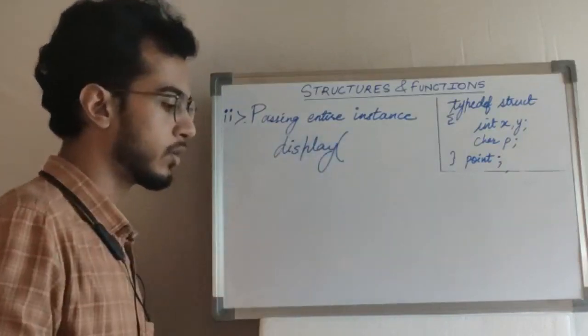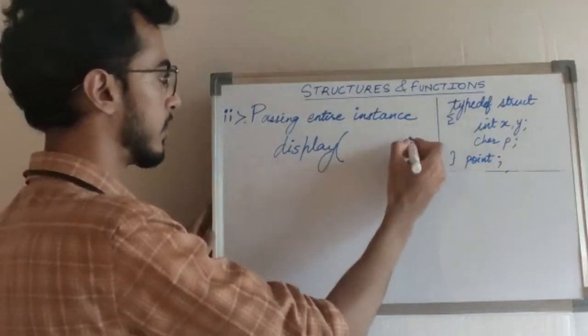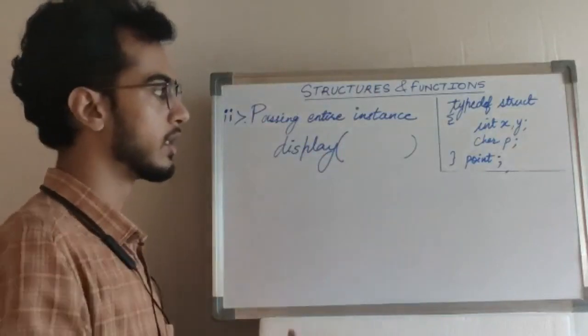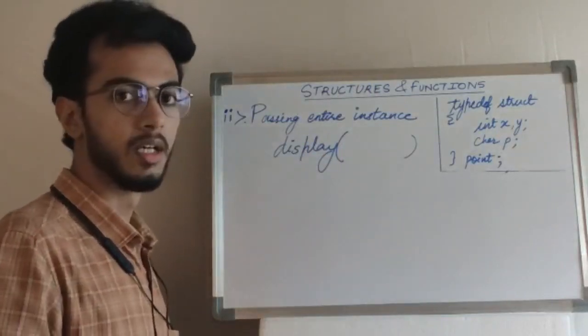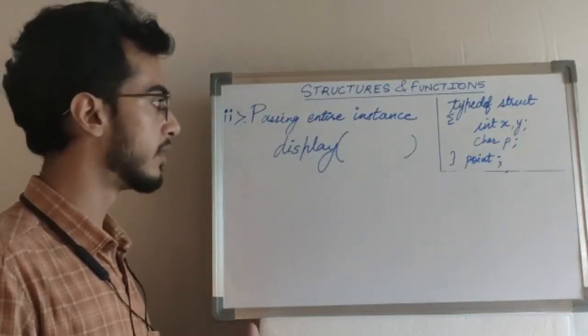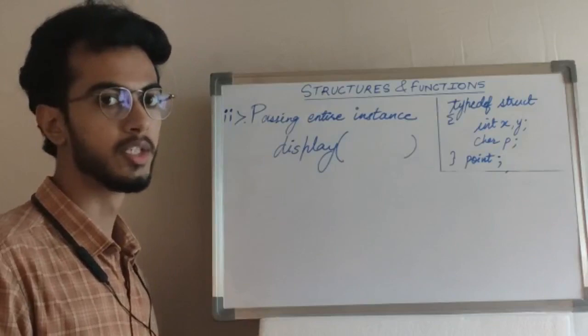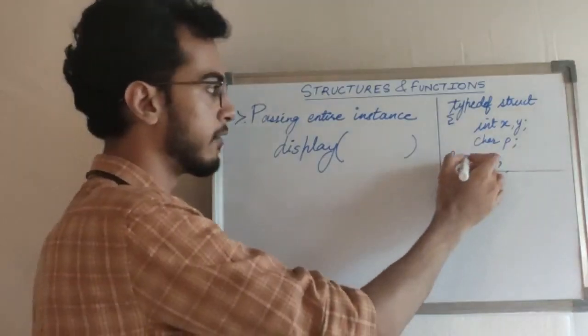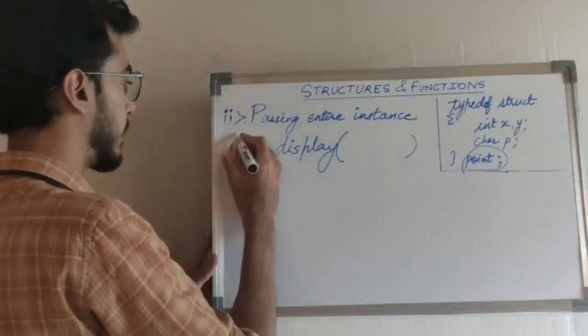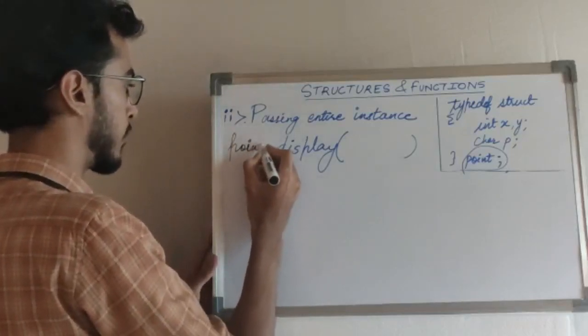Can you guess what should be the return type of this function? If I want the instance of this structure point to be returned, then what should be the return type for the display? It should be the data type that you have created, which is point. So please note that the return type here will be this point.